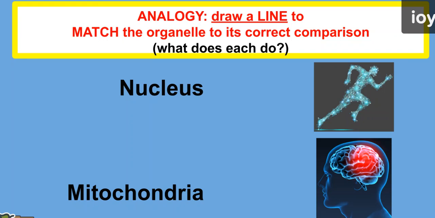Let's remember how we compared the nucleus and mitochondria to functions in our bodies. Which one of these organelles has to do with energy? Which of these organelles is usually compared to a brain?